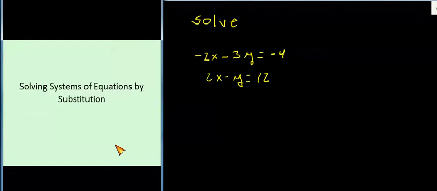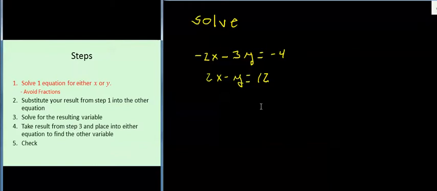All right, let's solve this system right here. The first step is to take one of the equations and solve for either x or y. We want to avoid fractions, desperately want to avoid fractions. So what we look for is a coefficient of 1. Look for a coefficient of 1. I don't have a 1 here.